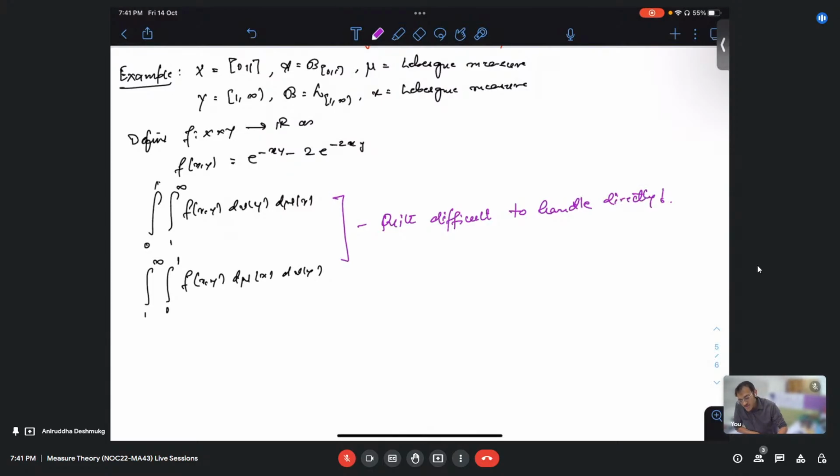So what one can do is, see, this looks almost like a derivative, right? Because e to the power minus xy minus 2 e to the power minus 2xy I can write as minus 1 over x into minus x e to the power minus xy plus minus 2x e to the power minus 2xy.